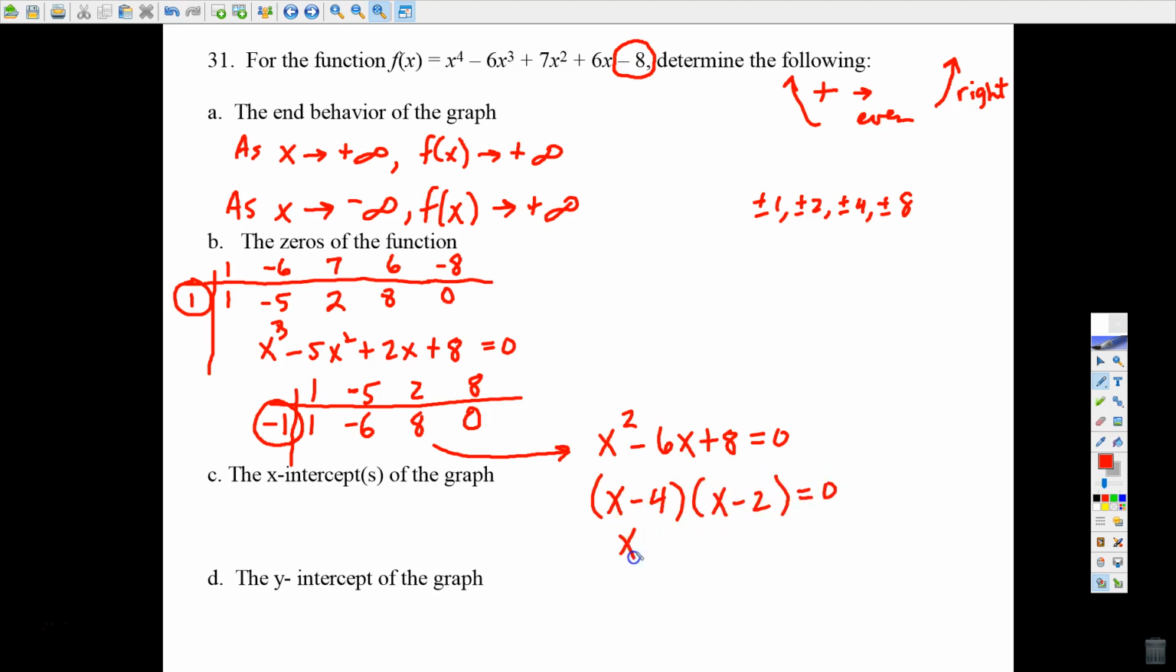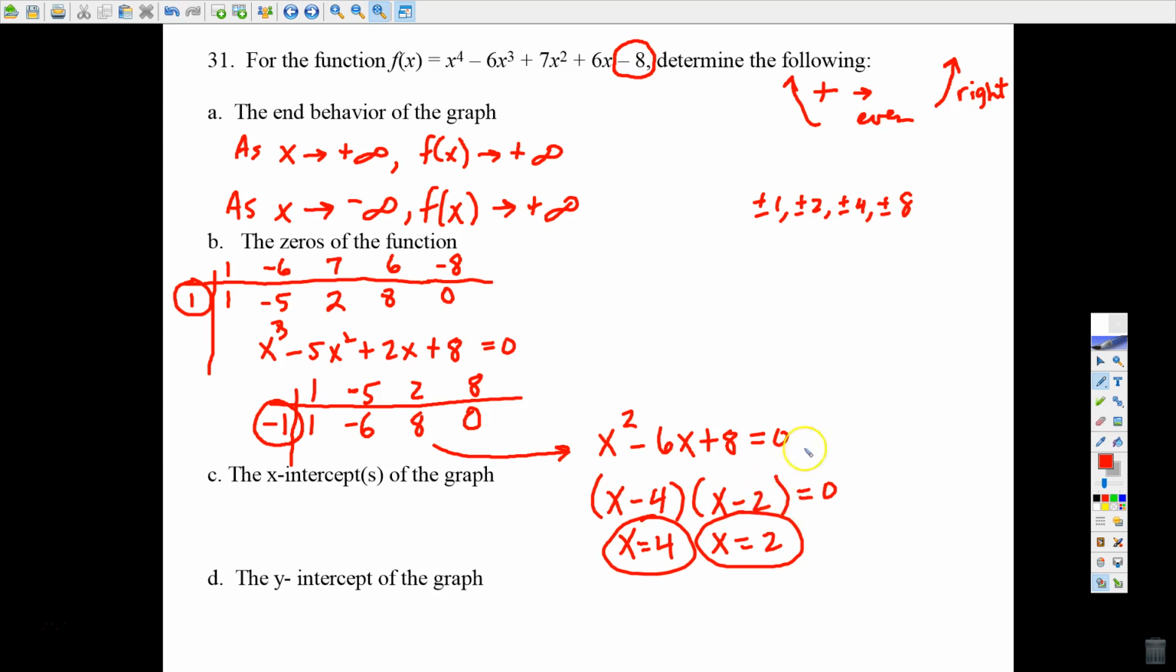And that makes it easy to find the other zeros. X equals 4, x equals 2. So here we have them, all 4 zeros: 1, -1, +4, +2. So the answer to letter C is, what are the x-intercepts? Well, that's another way of saying the zeros of a function, as long as these x-intercepts are real numbers.